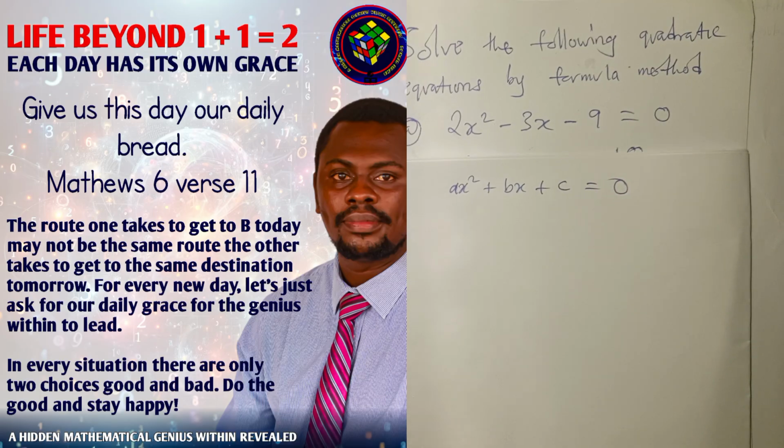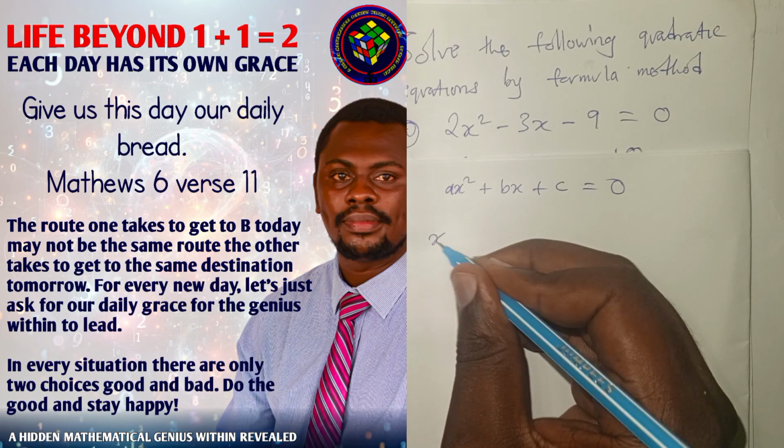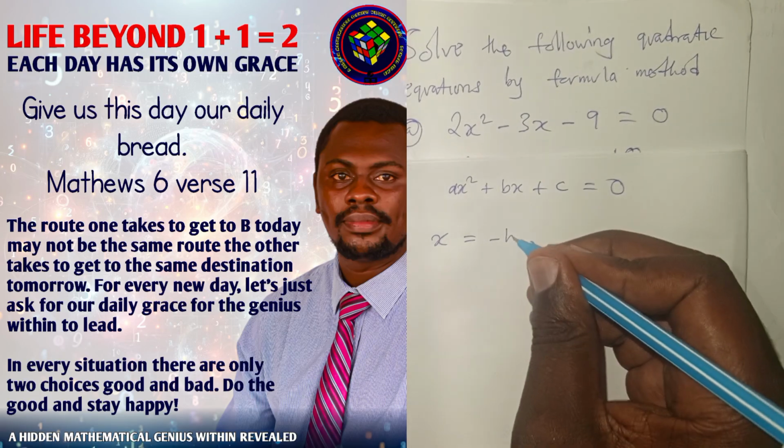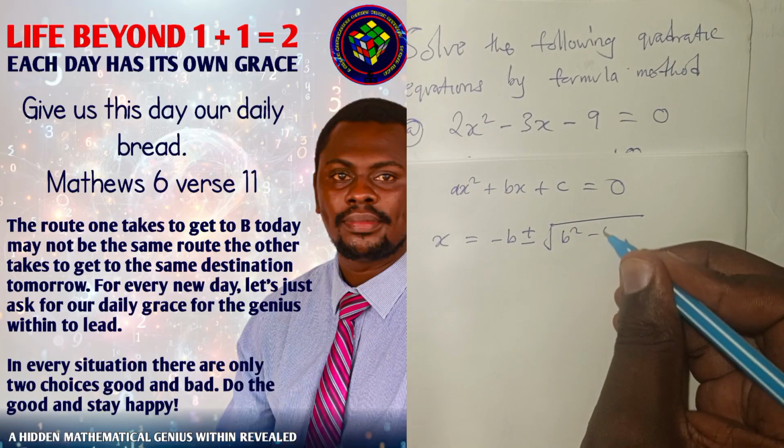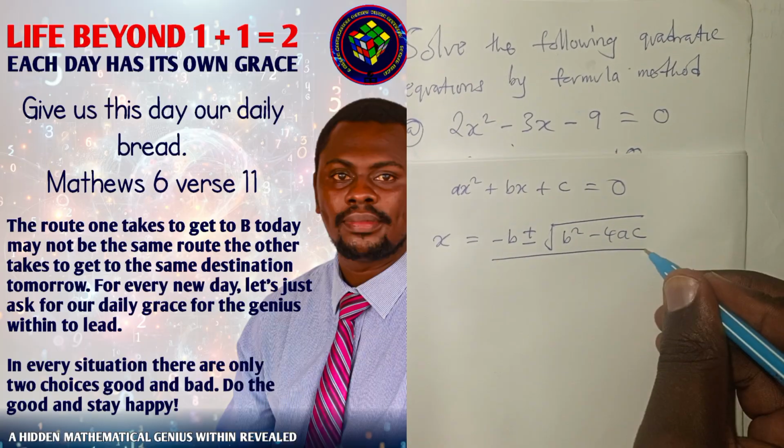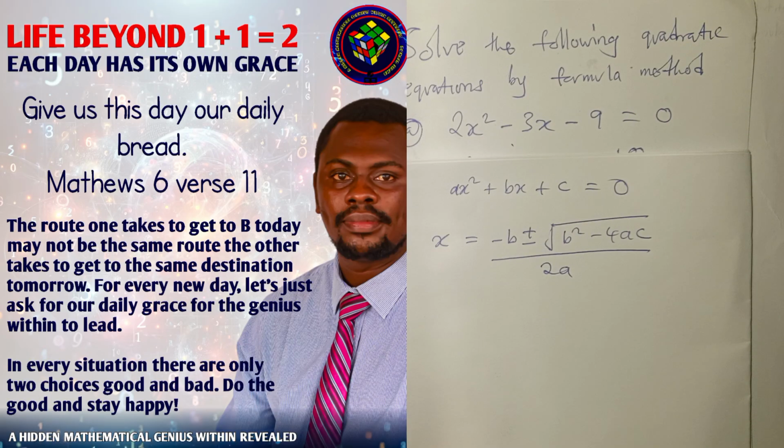Okay, and the quadratic formula is given by x is equal to minus b plus or minus the square root of b squared minus 4ac, all over 2a. So that is the quadratic formula method. When you have a question, first you need to determine the values for a, b and c. Then you just substitute them in the formula.